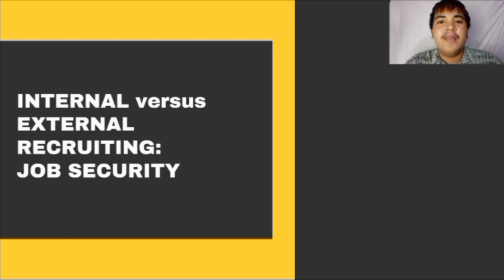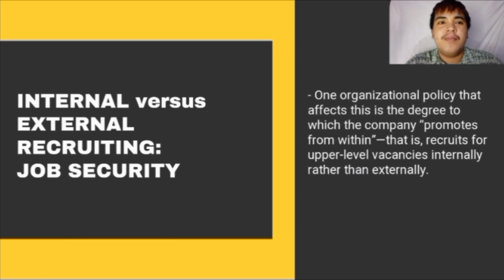Internal versus external recruiting, and job security. By doing internal recruiting, this can save time and money on training, as the internal applicant will have more knowledge of the organization and culture. It can also promote loyalty and can even improve the morale of the employee, as it serves as a reward for existing employees. In addition to that, these are also promoted by due process policies.